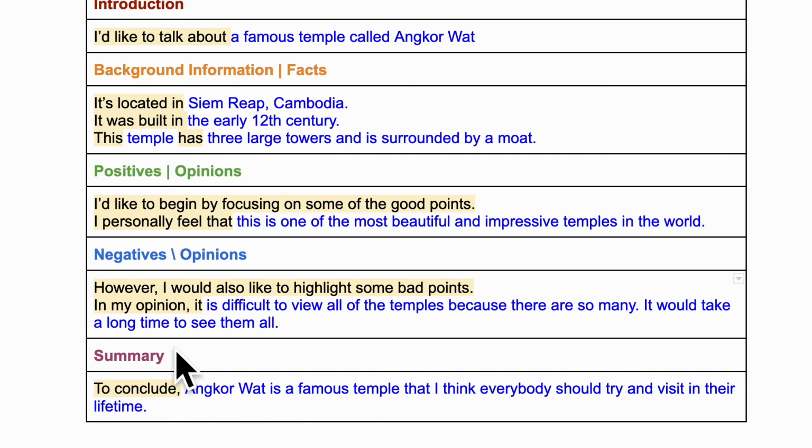Finally, in the summary of my presentation, signposting language, to conclude, Angkor Wat is a famous temple that I think everybody should try and visit in their lifetime.